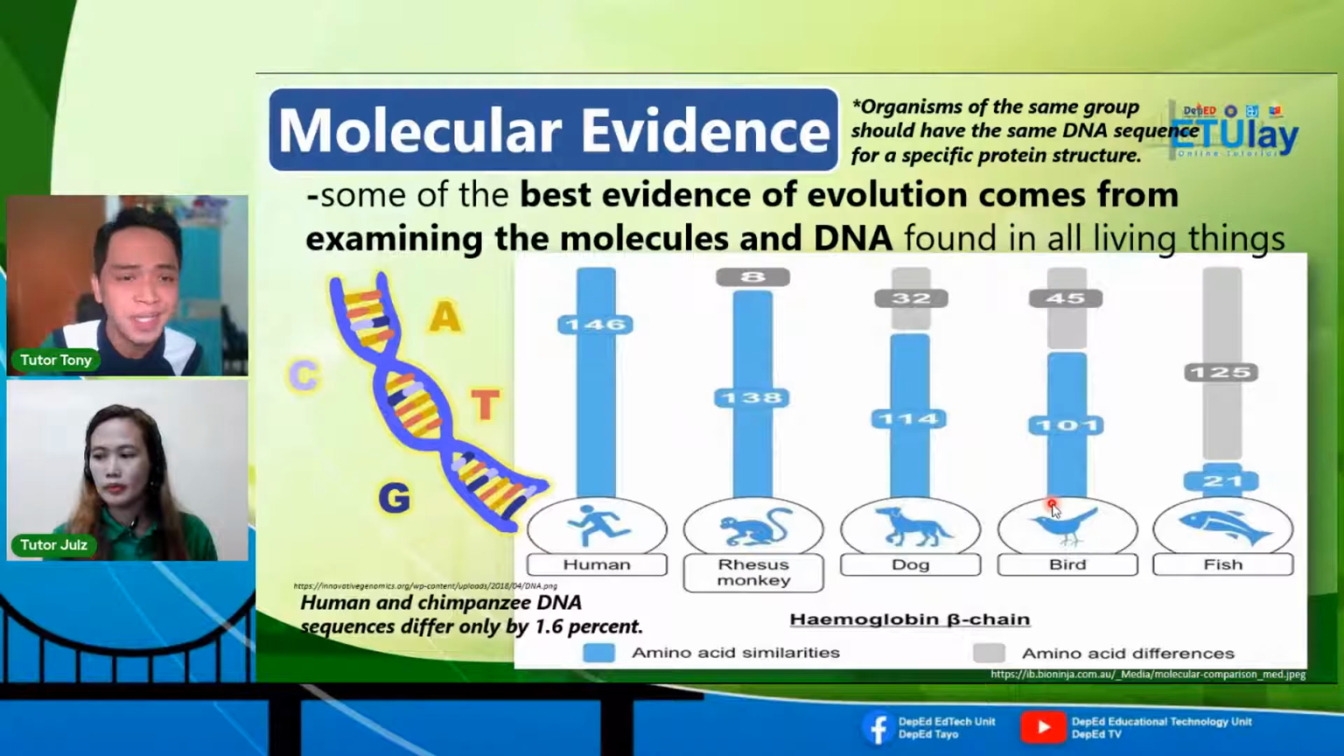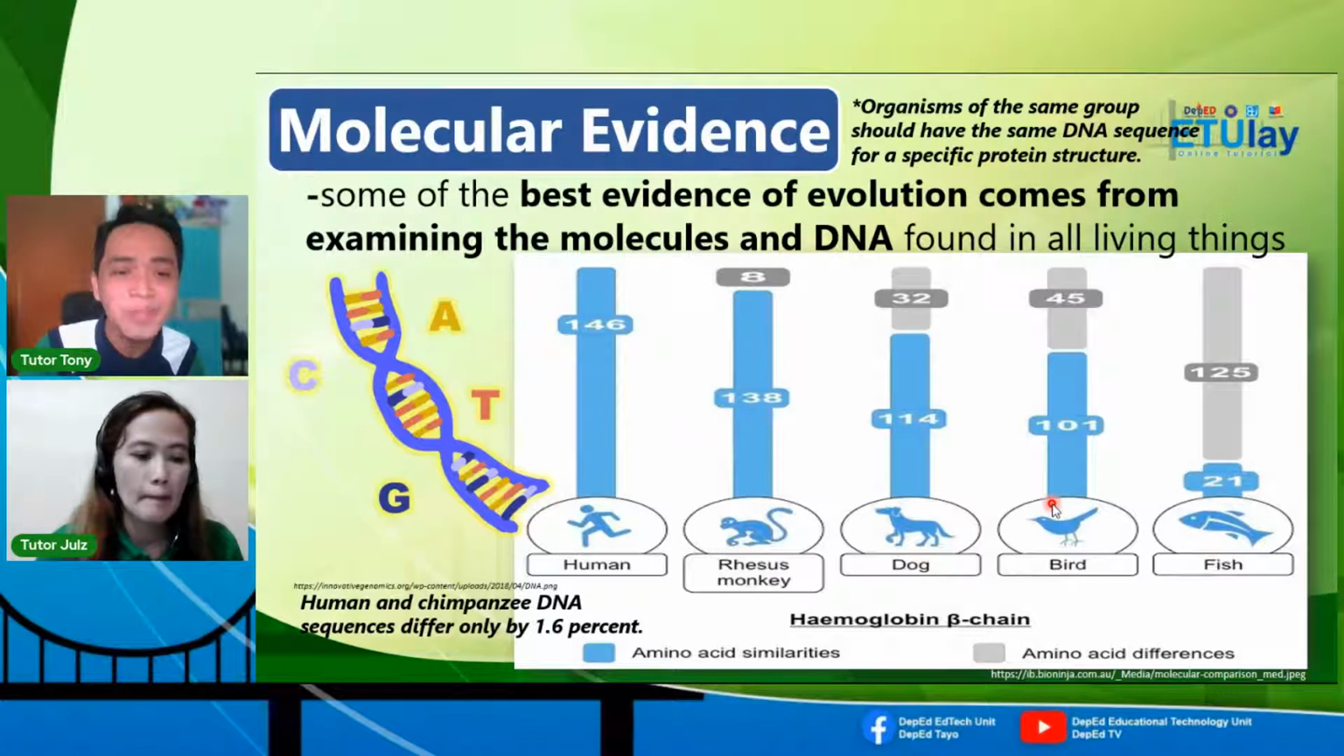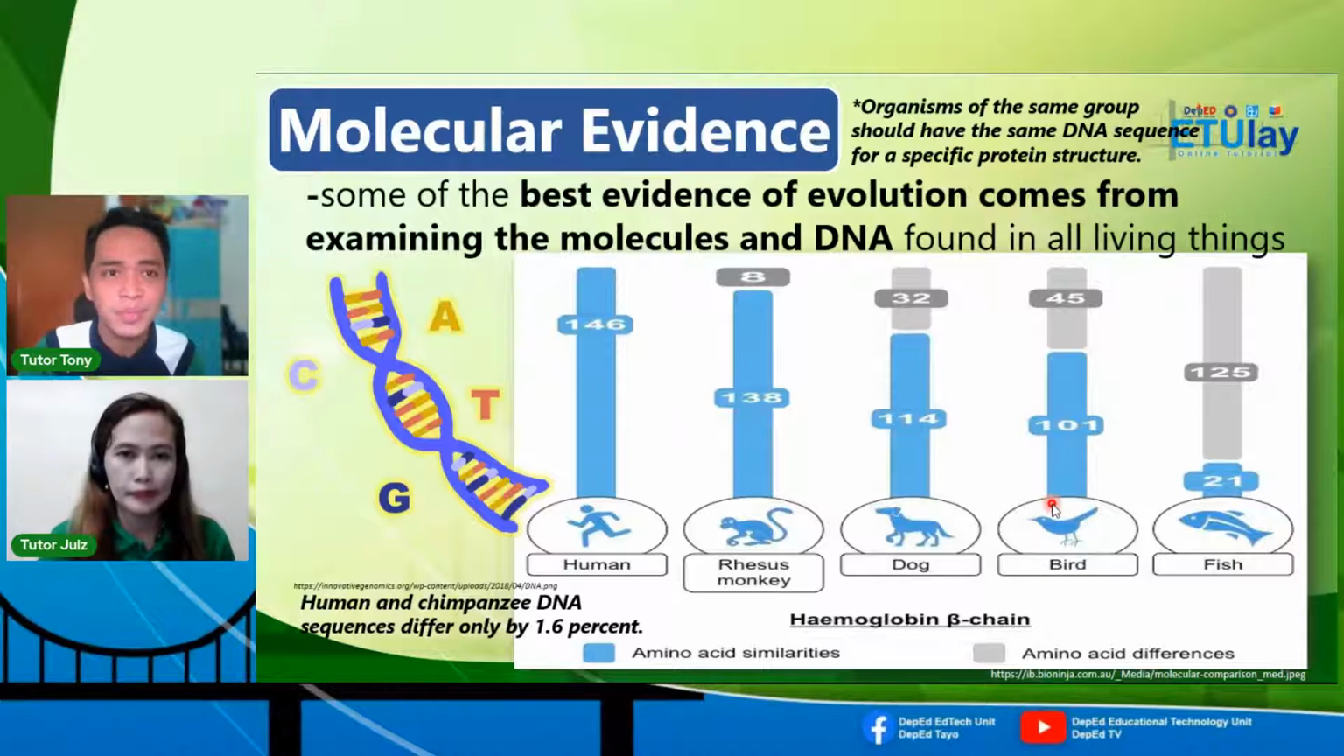And trivia lang mga ka-ELS, I know baka na-encounter niyo na rin to. Human and chimpanzee DNA sequences differ only by 1.6%. So kapag nag-mutate yung mga cells natin, pwede palang magmukha tayo or magkaroon tayo ng particular na monkey characteristics. All right? So that's because of mutation. All right? So that's the fourth molecular evidence.